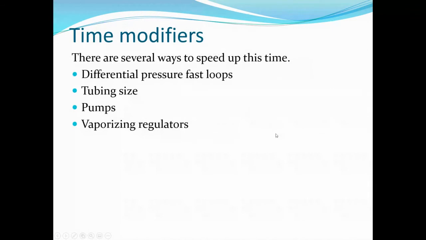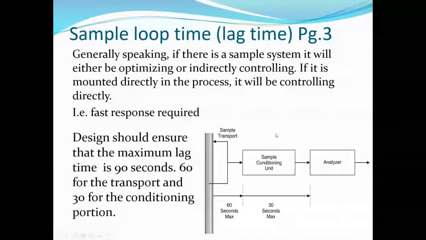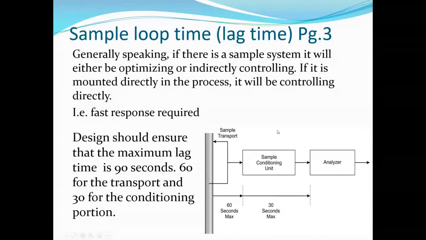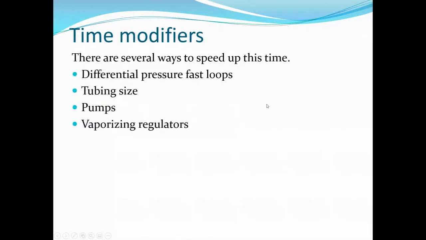Okay, so there's a couple different ways that we can speed up this time if it's not fast enough for us. In the next few slides, we're going to address modifications that we can make to the sample transport system in order to decrease the transport time. We're going to look at differential pressure for fast loops, so using differential pressure to generate increased flow velocity, which will in turn decrease our transport time, getting the fluid from A to B.